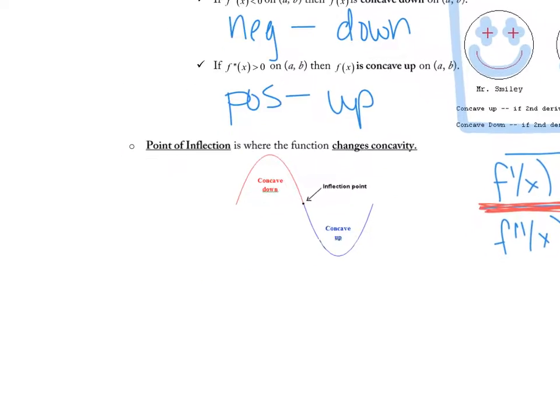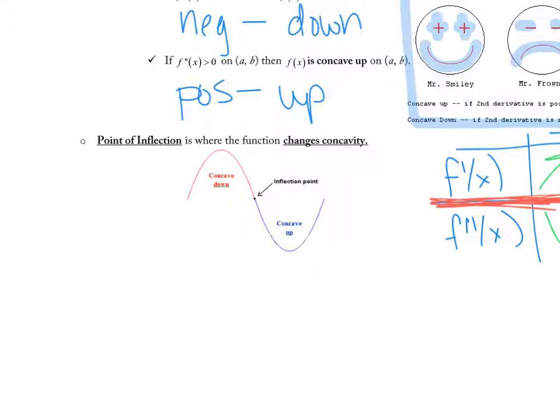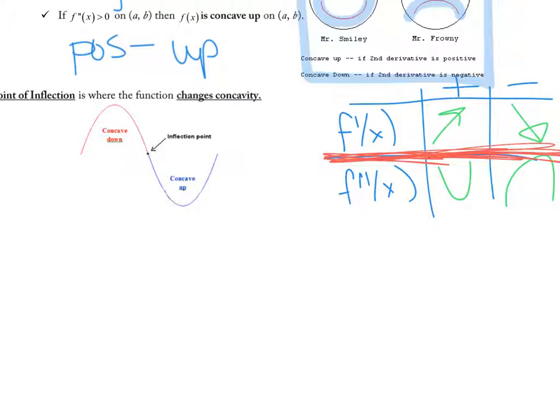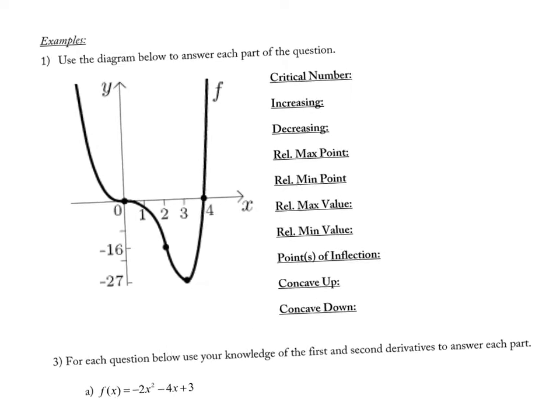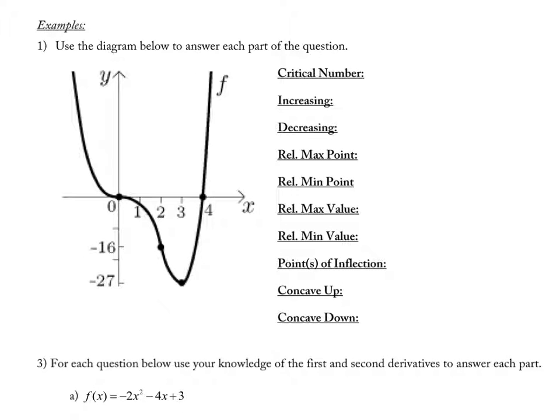Okay? And then the point of inflection is where the function changes concavity. So notice that here we are concave down, and here we are concave up. All right, so let's go ahead and go to the next slide. Okay. And we're going to use the diagram to fill out some information.